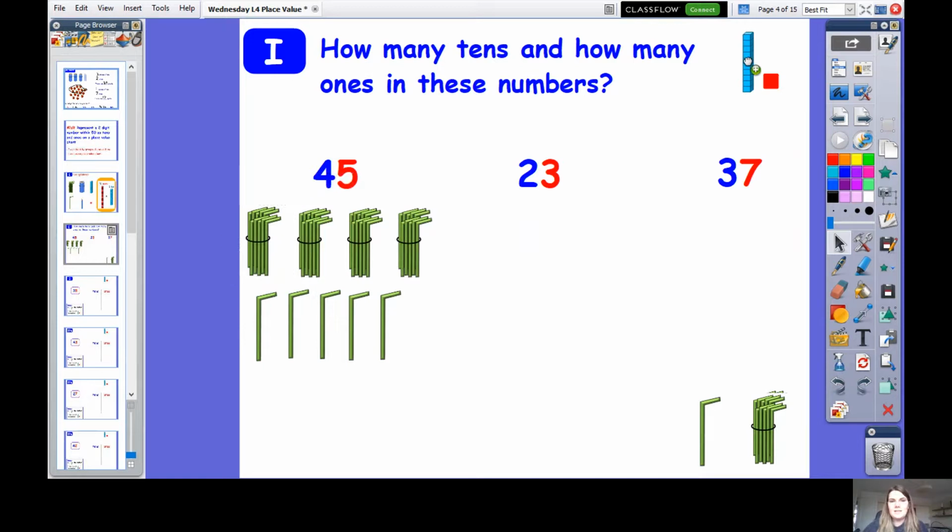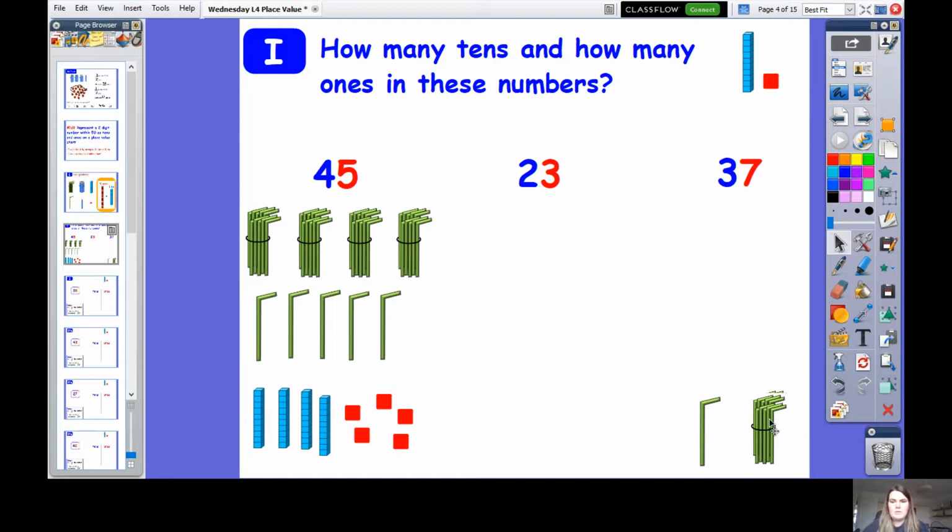And if I wanted to represent it using my 10s and my 1s, I could bring 1, 2, 3, 4. How many 10s have I got? 4 10s. Very good. And how many 1s do I need? 5 1s. Okay, so let's count. 1, 2, 3, 4, 5. Fantastic.